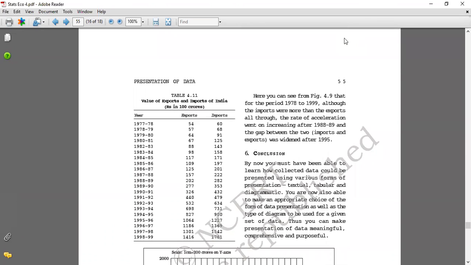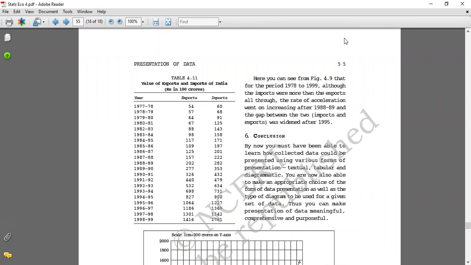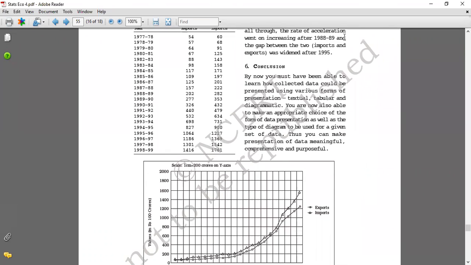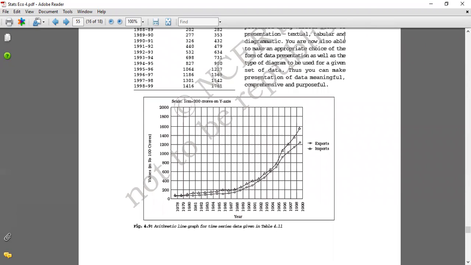So here we can discuss like that. Here the export and import figures over time are given. According to that, we have to create the line graph. I will explain: when the values of the variables are recorded with respect to the time of their occurrence, then the arrangement is known as a time series graph.